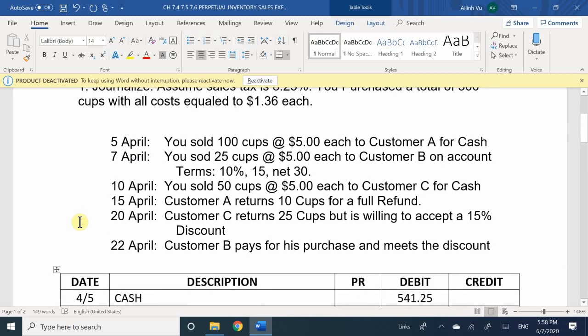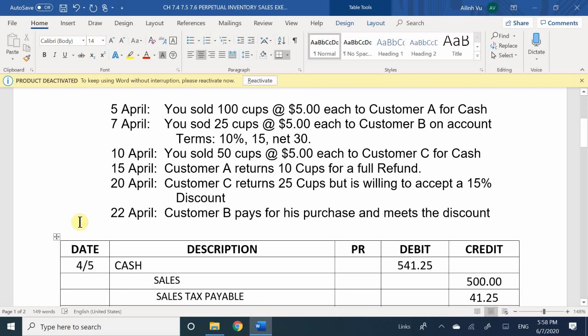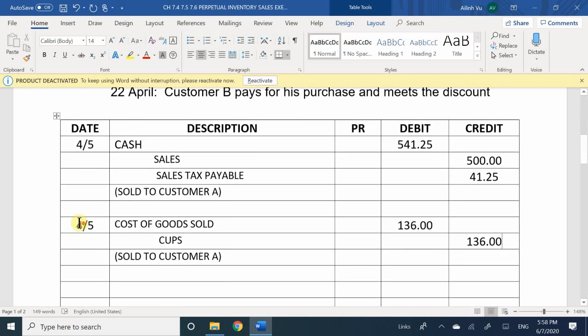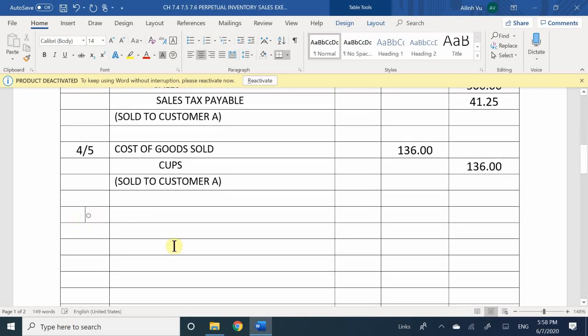Okay, so what happened next? On April 7th, you sold 25 cups at $5 each to customer B on account. You gave him 10/15, net 30. So how do we recognize this transaction? On the 7th, you allowed him to have an account. Therefore, we need to recognize that we are going to be using accounts receivable.